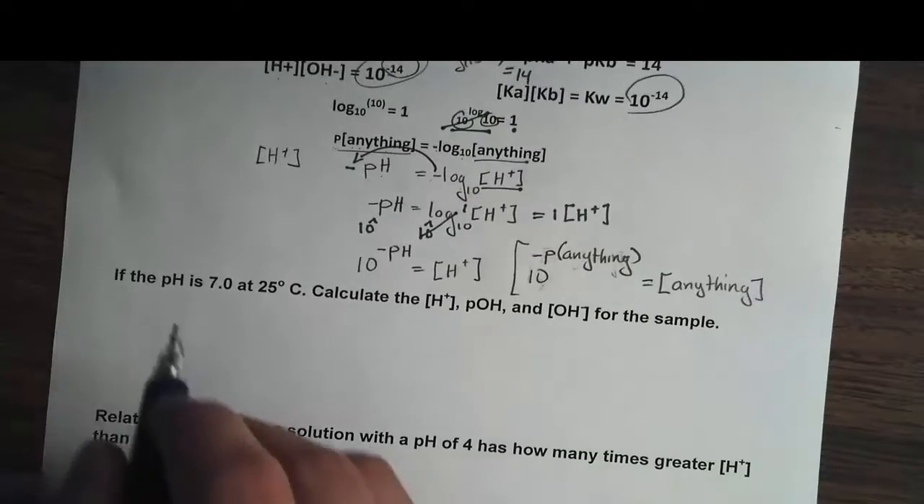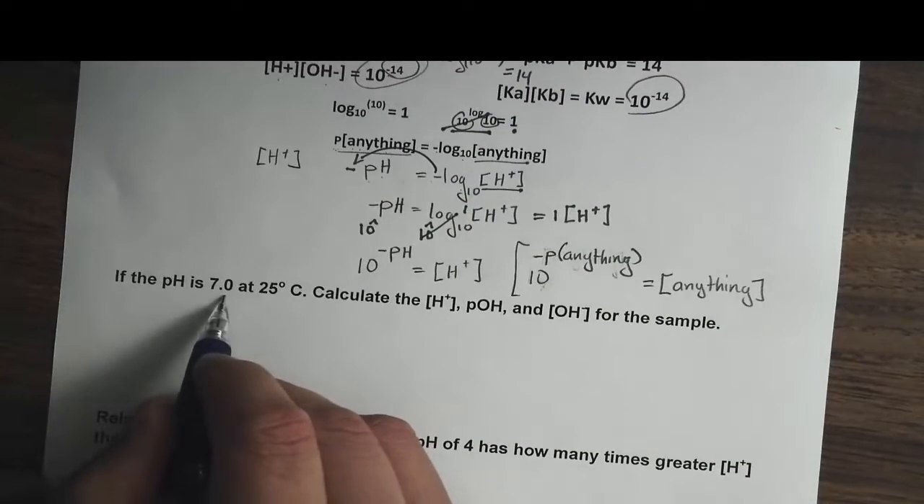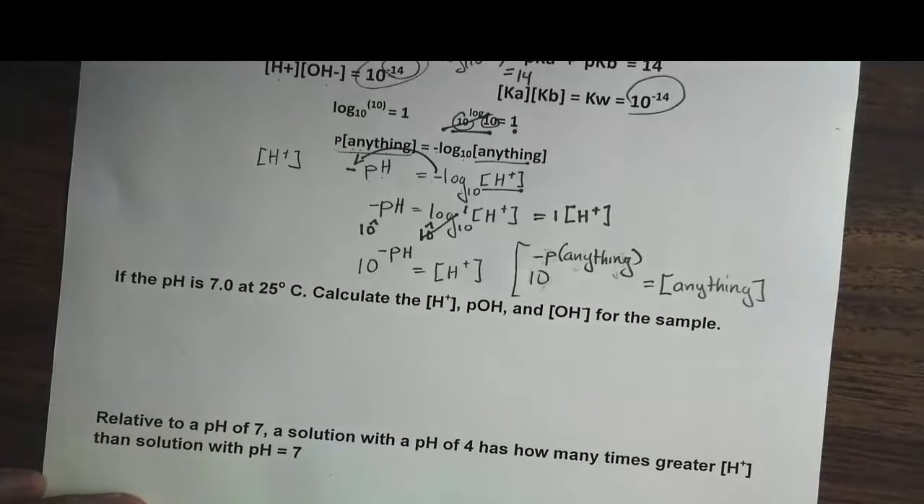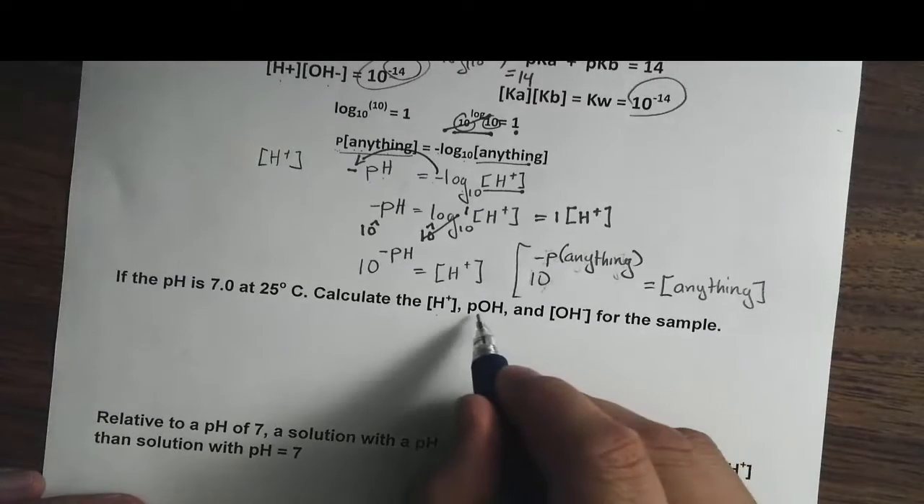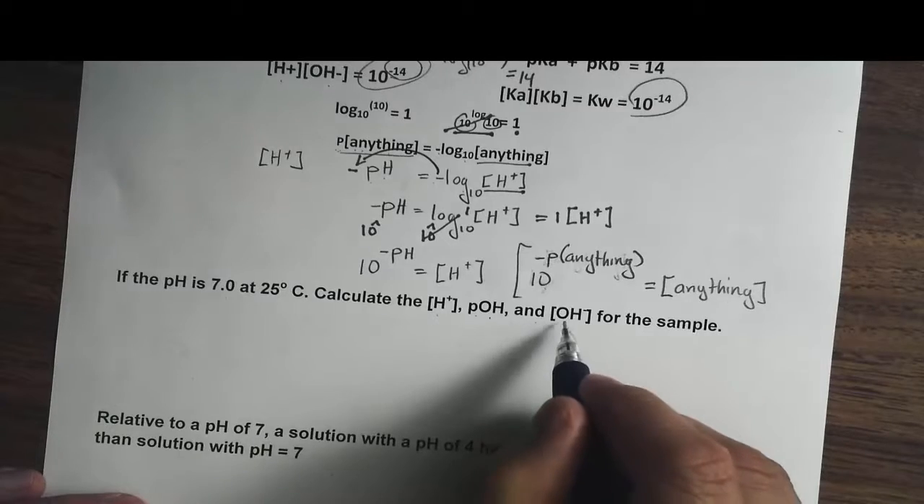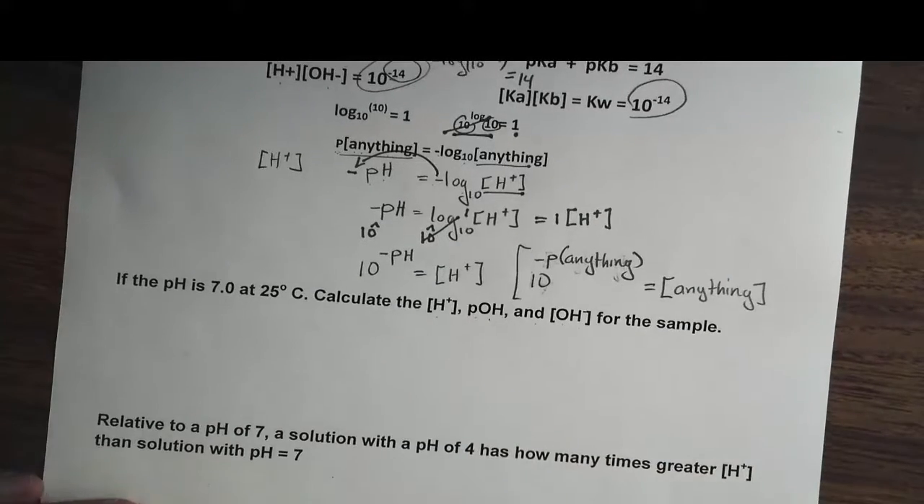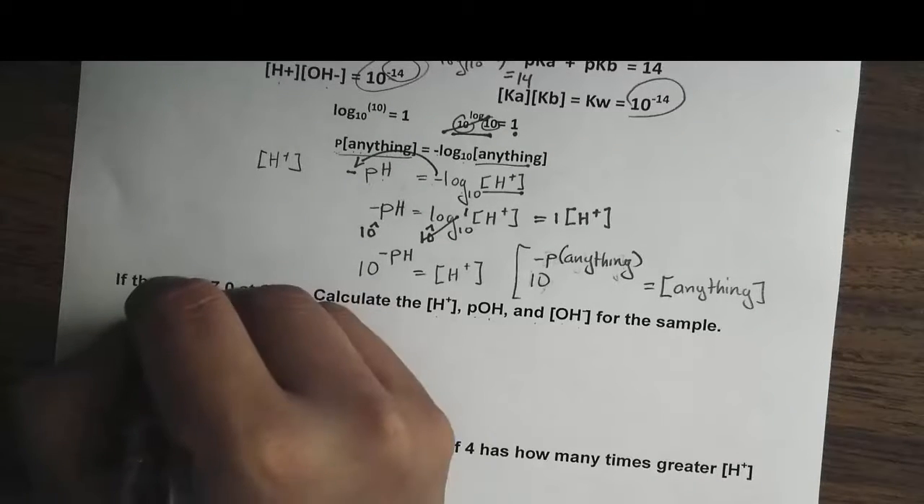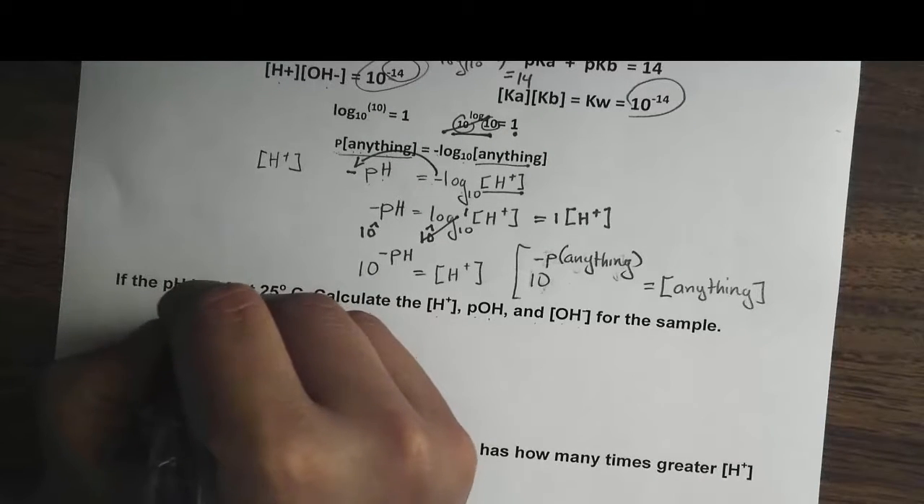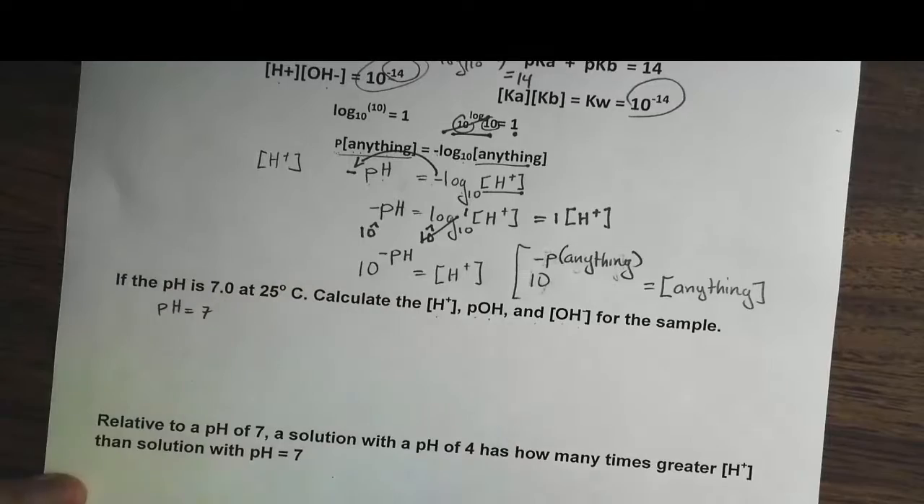If the pH is 7.0 at 25 degrees Celsius, calculate the concentration of H plus, the pOH, and the concentration of OH minus for the sample. So of course what we have here is pH equal to 7. So let's rewrite that: pH equal to 7.